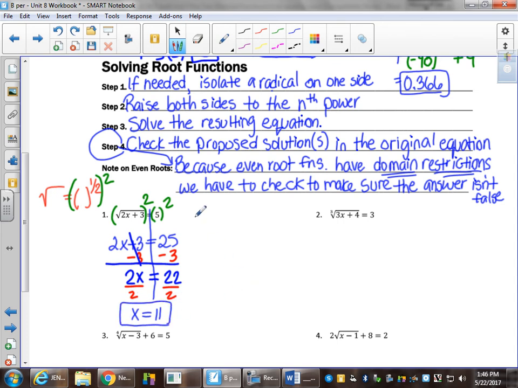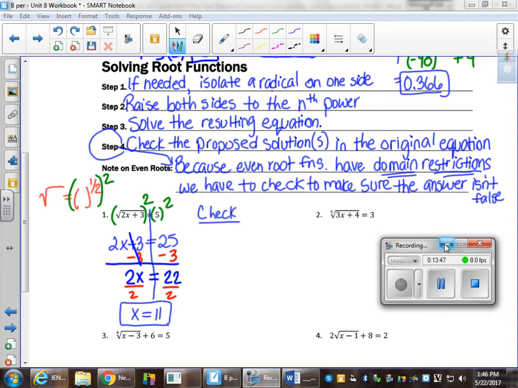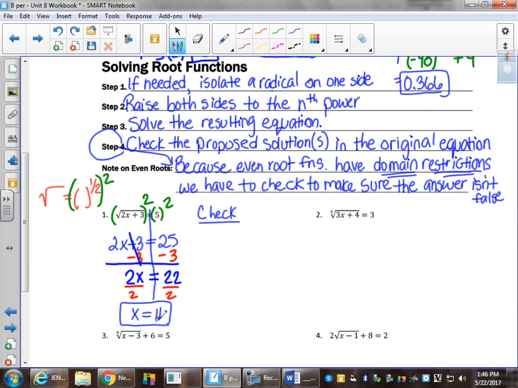We are not done though because it says right here, as a reminder, we have to check. Whenever we have an even root, this may or may not be the answer. So the blank space to the left of each question has been put there for a reason. It's where you're going to show your work for the check. So to check, we're going to substitute 11 back into our original equation. So that's going to be the square root of 2 times 11 plus 3 equals 5.